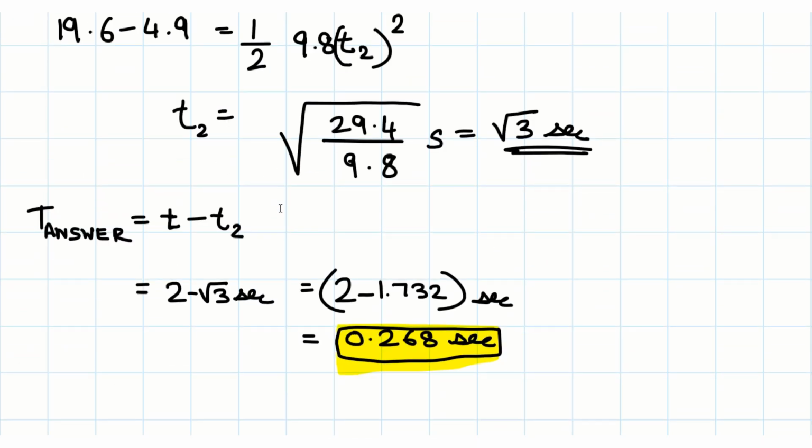Now when we subtract 4.9 from 19.6, we get the height covered by the body in the entire journey except the last 4.9 meters. And when we subtract this time from the total time, we get the time taken by the body to cover the last 4.9 meters of its journey, which is 2 minus root 3, and when we simplify that, we get 0.268 seconds.